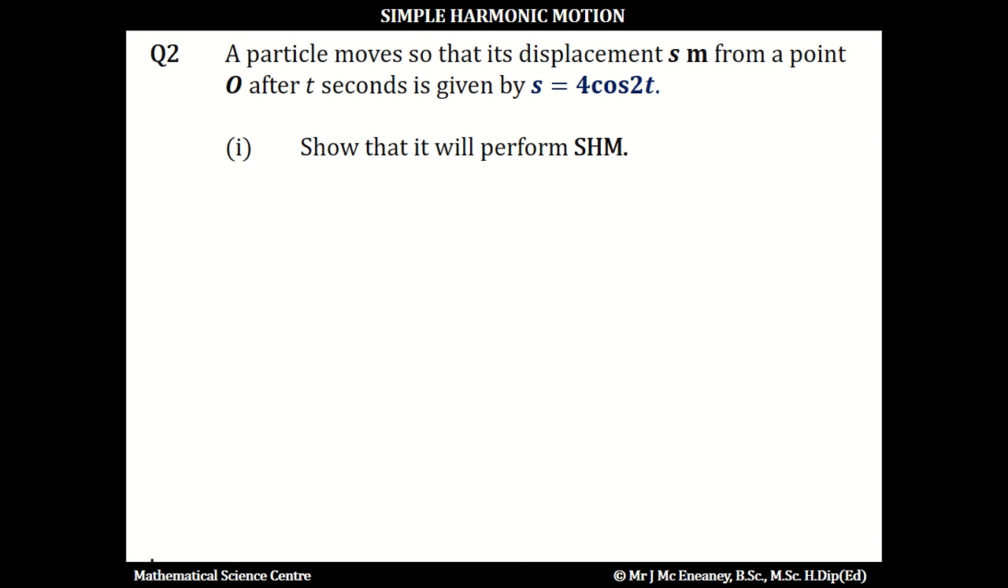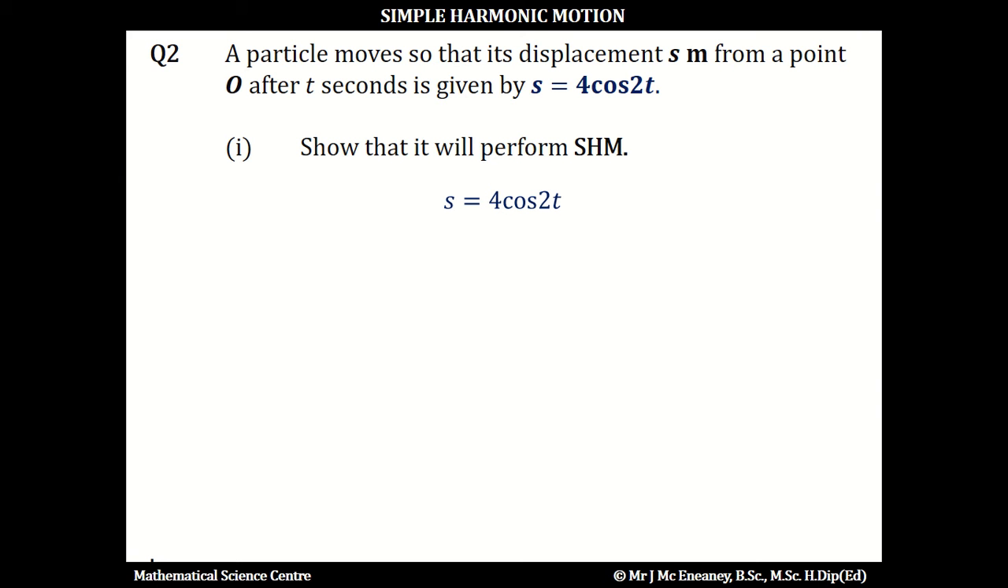Question 2. A particle moves so that its displacement s meters from a point O after t seconds is given by s equals 4 cos of 2t. We want to show that this particle will perform simple harmonic motion. So if the displacement s is 4 cos of 2t, the amplitude is 4 and omega is 2.